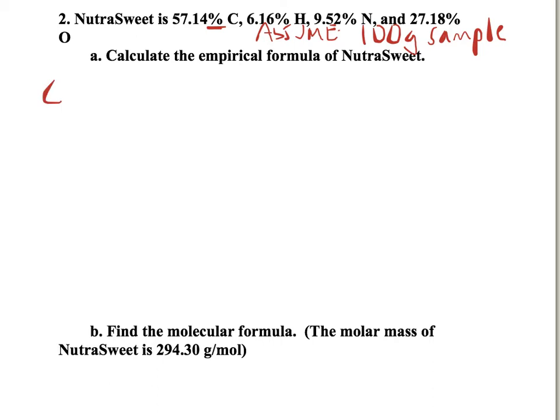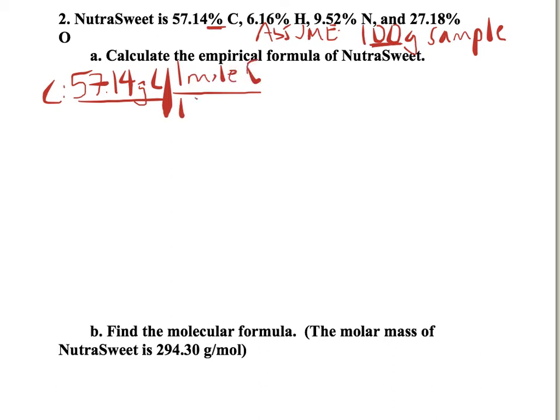So if I'm going to do the same thing I did before, where I figure out the number of grams of each element and convert them to moles, I know that if I have 100 total grams, and 57.14% of that 100 is because of carbon, I know my mass of carbon is 57.14 grams. Simple. And then we'll do the same thing. We'll convert this to moles. 1 mole of carbon is 12 grams of carbon. These cancel. That's going to give me 4.76 moles of C. We do the same thing for hydrogen.